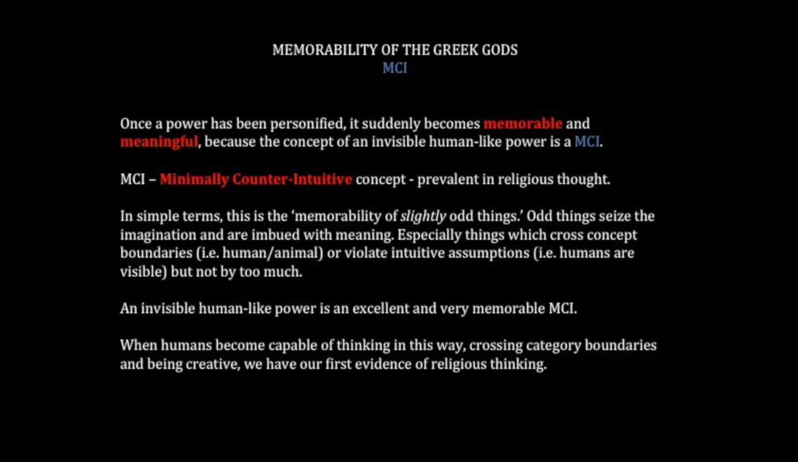Okay. So, for example, with the gods, someone controlling the weather, a human-like power out in the world, controlling things, who is obviously invisible, and slightly above humanity. An invisible human-like power is an excellent and very memorable MCI. And when humans become capable of thinking in this way, and they cross category boundaries, such as human and animal, for example, then we have our first evidence of creative thinking.